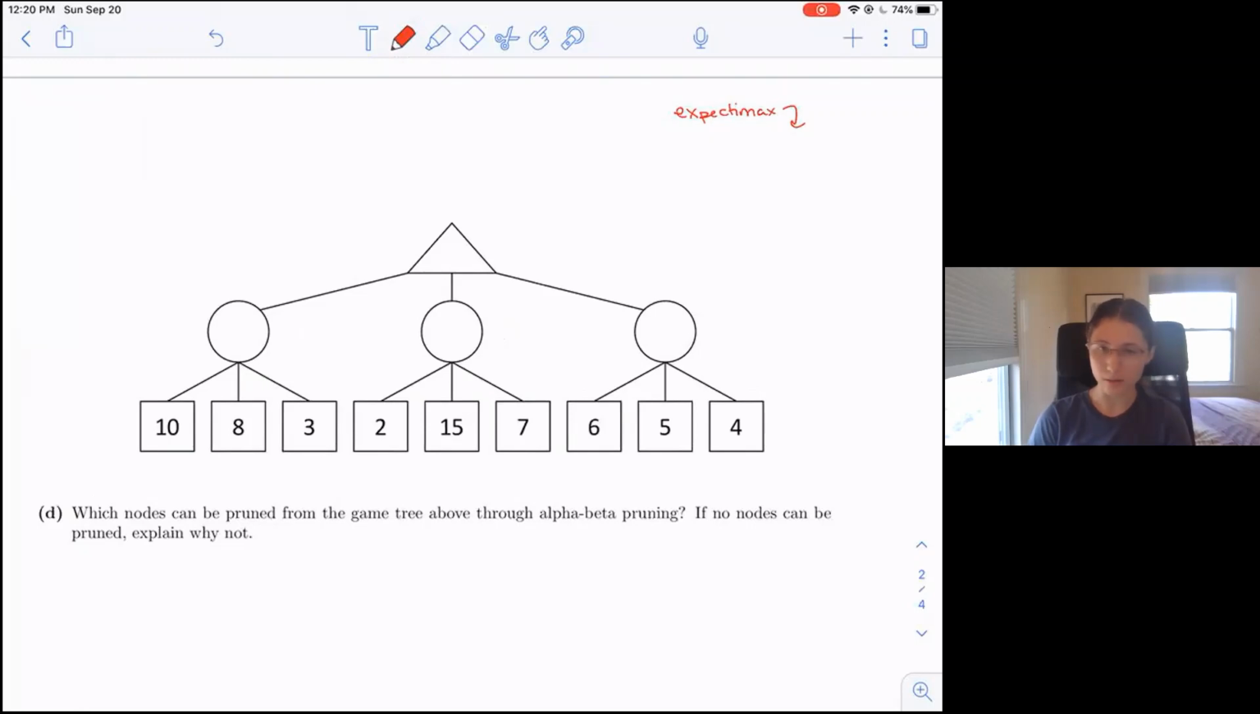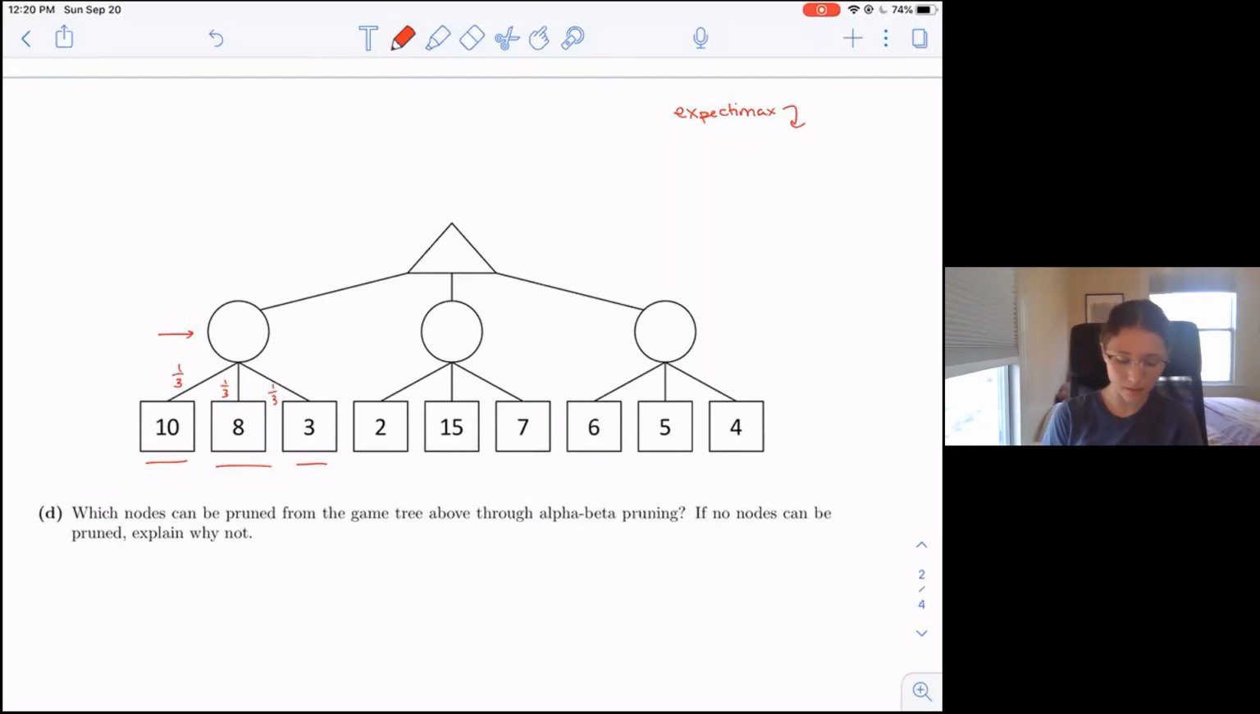We get to this chance node, but the chance node still knows nothing, so we have to go to its children. Now, the chance node has 3 children, 10, 8, and 3. We know that the probability of this chance node choosing any of these is uniform. So we know that it's 1/3 10, 1/3 8, and 1/3 3. So what is the total expected value at this chance node?